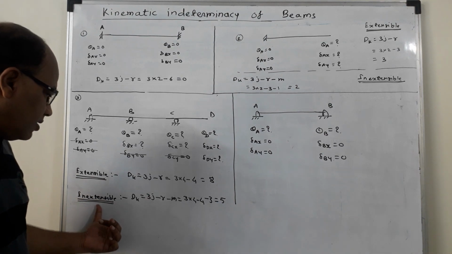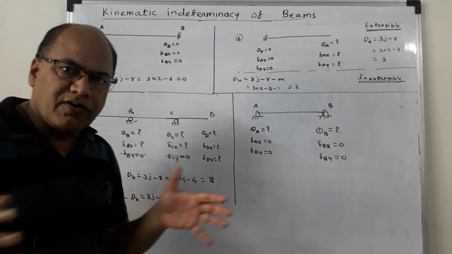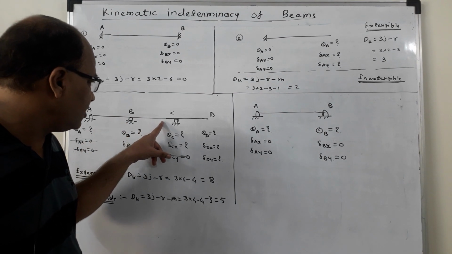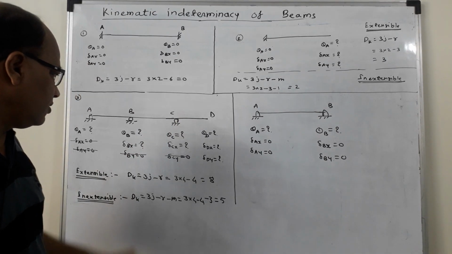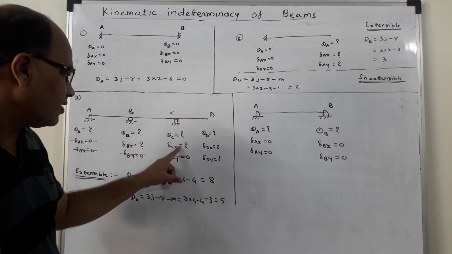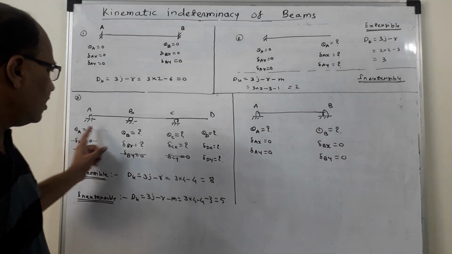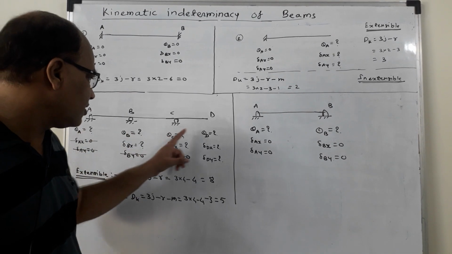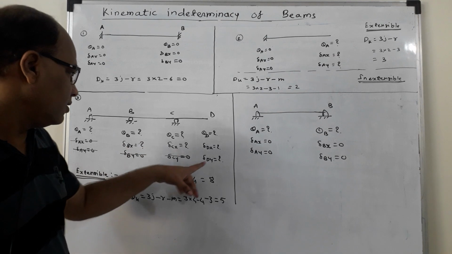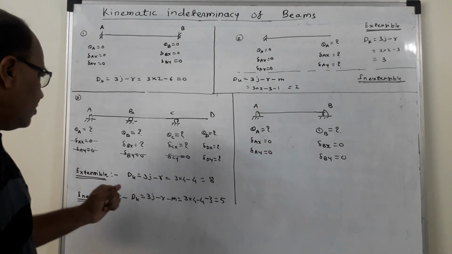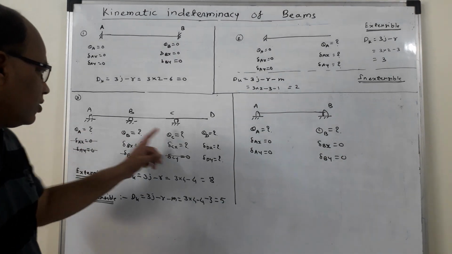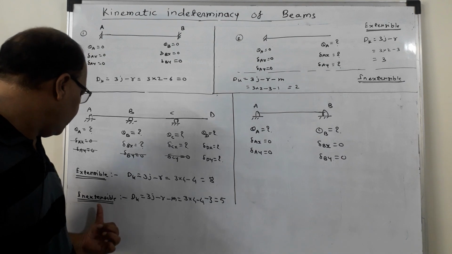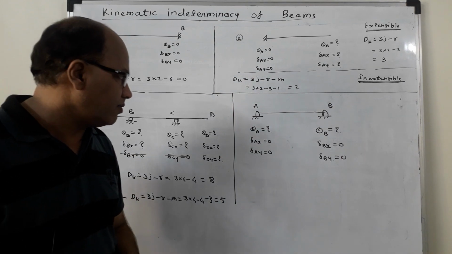When it is inextensible, it means that axial deformation is not possible. So axial deformation for AB is 0, for BC is 0, and for CD is 0. It means delta Bx, delta Cx, delta Dx are 0, and the remaining will be the degree of kinematic indeterminacy, that is theta A, theta B, theta C, theta D, and delta Dy. So all are possible, and it makes 1, 2, 3, 4 and 5. So 5 is the degree of kinematic indeterminacy when the beam is to be considered inextensible.